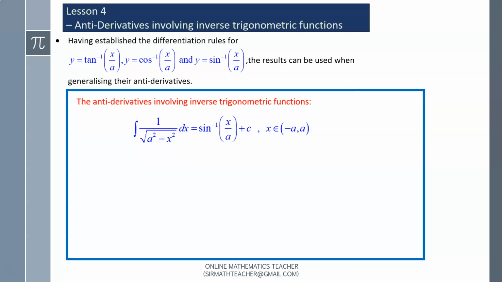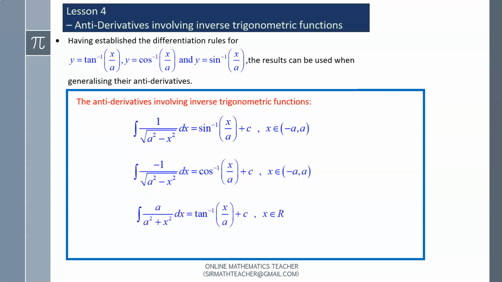of a squared take x squared, we can write that as the inverse sine of x on a plus c. Similarly, when we have negative 1 over the square root of a squared take x squared, it's arc cos x on a plus c. The last one is a bit more telling. It's a over a squared plus x squared dx, and that's the inverse tan of x over a plus c.